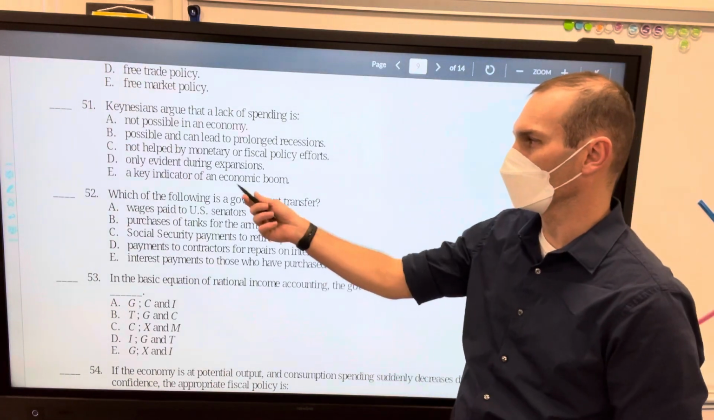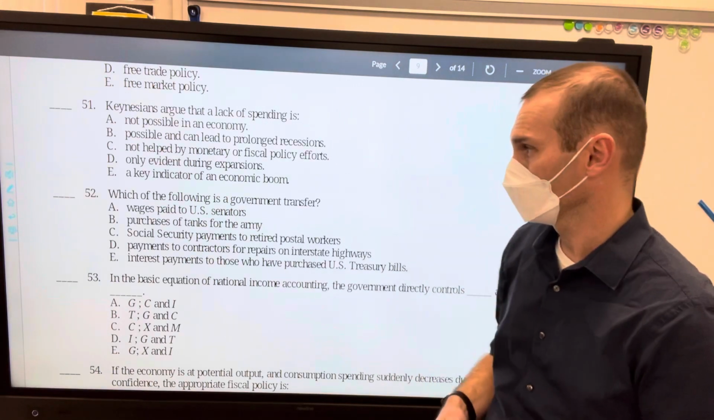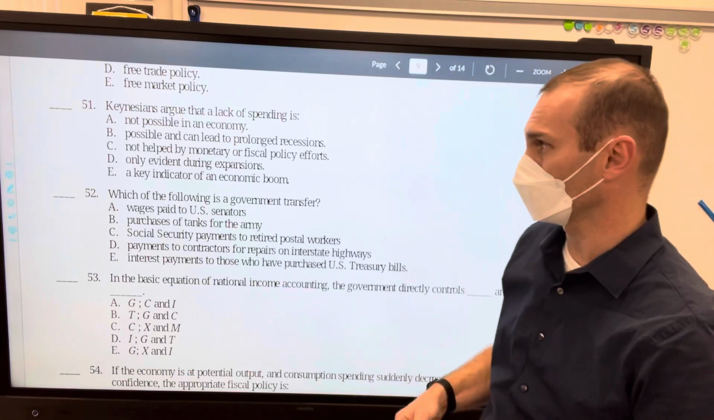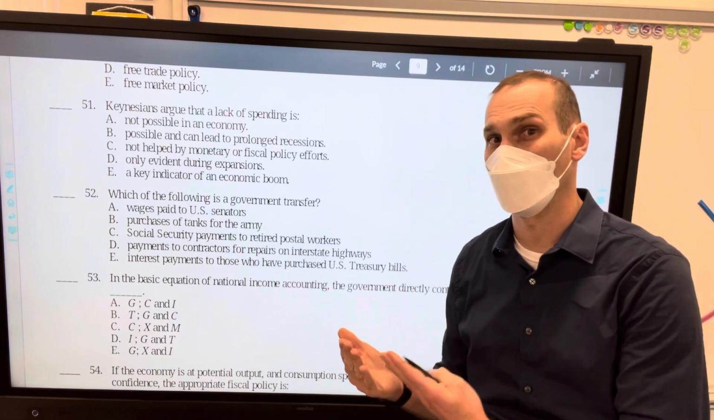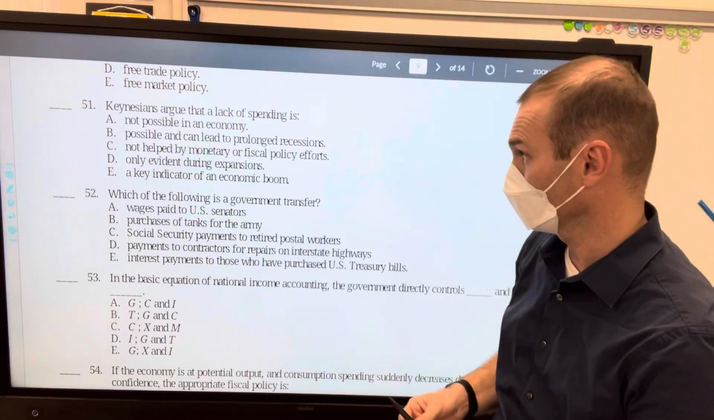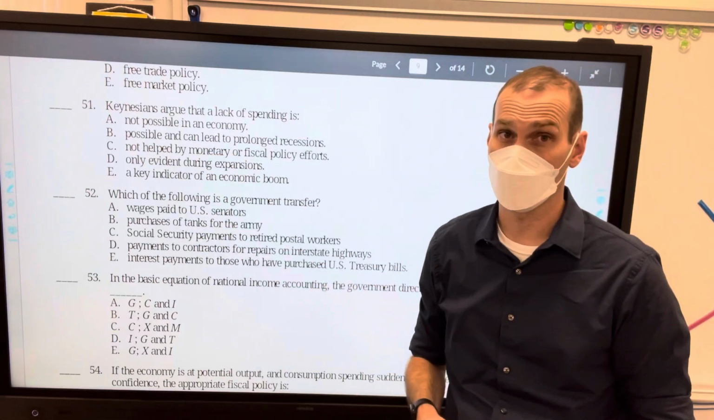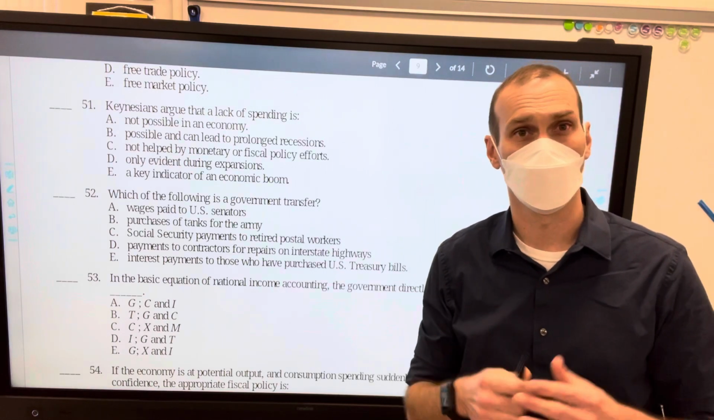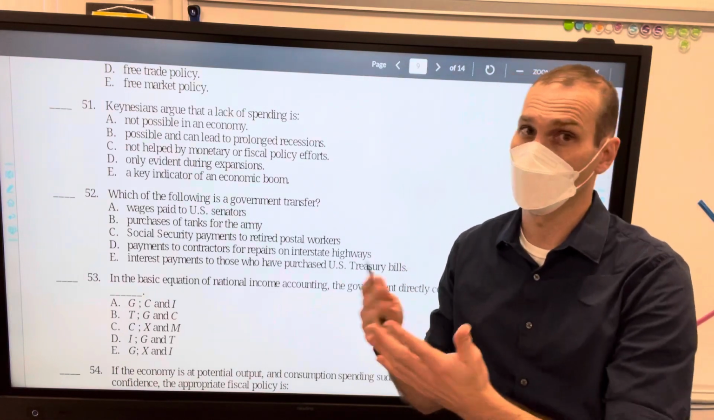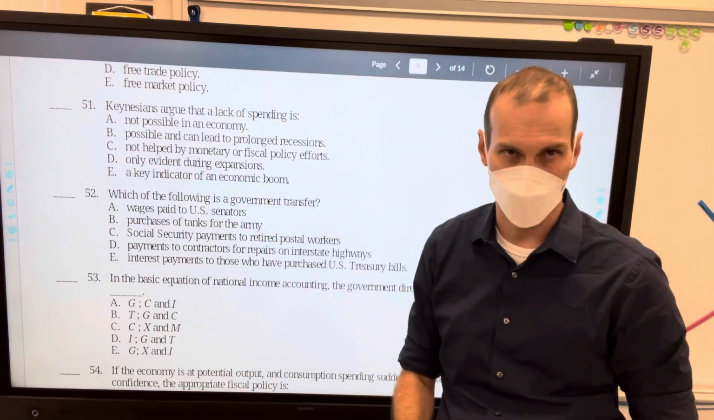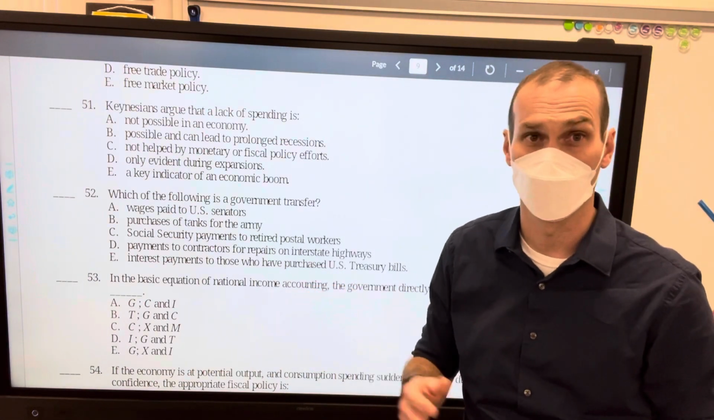They said a lack of spending is only evident during expansions. Usually lack of spending is due during recessions. All right, a key indicator of economic boom, no more of a recession, and not possible in the economy. Definitely is, because spending is like your aggregate demand. If people aren't spending money, you have less aggregate demand. So, are they possible? Yes. And can it lead to prolonged recessions? Yes. Remember, that was a key in that song, the Keynes versus Hayek. Remember, it's all about spending. Too little spending, recession. Too much, booms. So that's your Keynesian stuff right there. Which is not that really important to know those. We'll get more into their debates later.